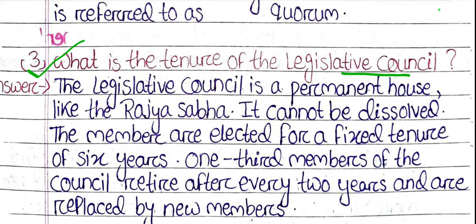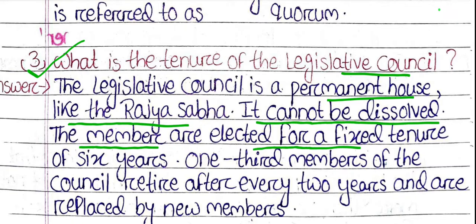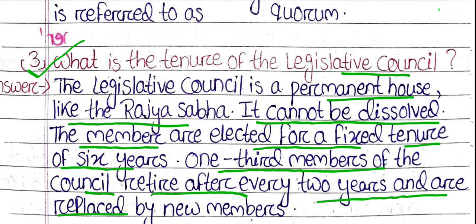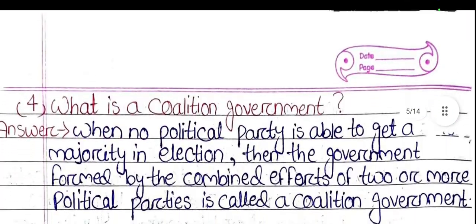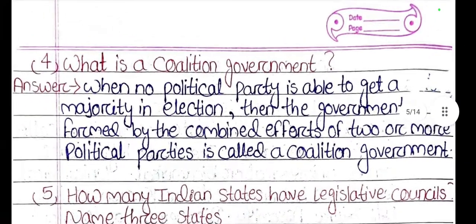Okay, then question number 3, what is the tenure of the legislative council? The legislative council is a permanent house like the Rajya Sabha. It cannot be dissolved. The members are elected for a fixed tenure of 6 years. 1/3 of the members of the council retire after every 2 years and are replaced by new members.